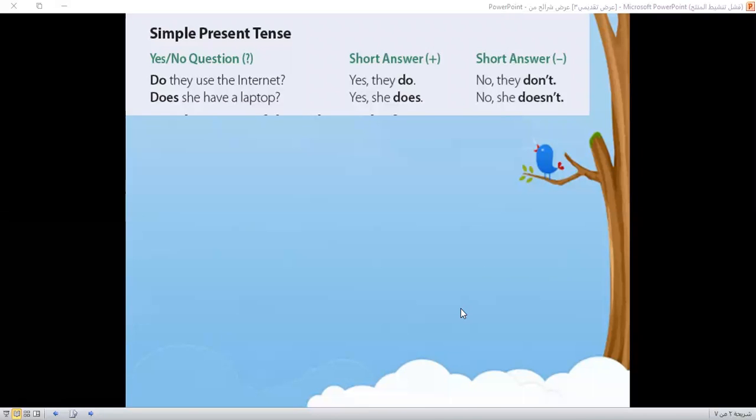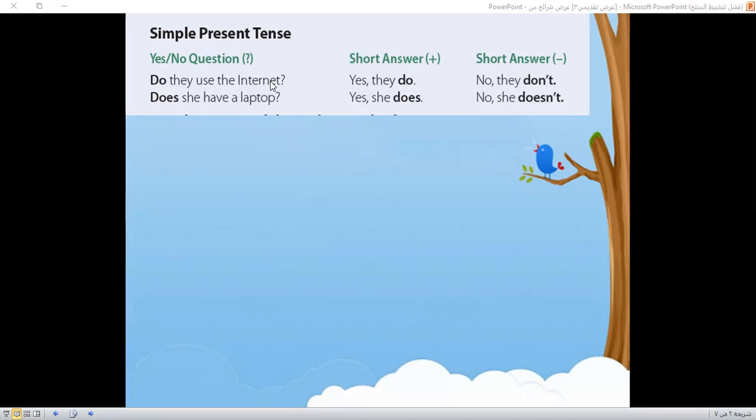So we're going to talk about the present simple, and that means that every question has a tense in English. Every question in English has a specific tense, whether it's past, present simple, present perfect, any kind of tense that we have studied before. So every question has a tense, of course. Now, here we have a yes or no question.